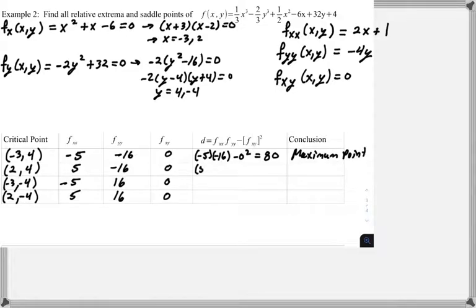Moving on to the next one, 5 times -16 minus 0 squared, it's going to be -80. Okay, and so that is going to be a saddle point because the D value is negative, so we got a saddle. -5 times 16, at the point -3, -4, minus 0 squared, that's going to also give us -80, so we get another saddle point.